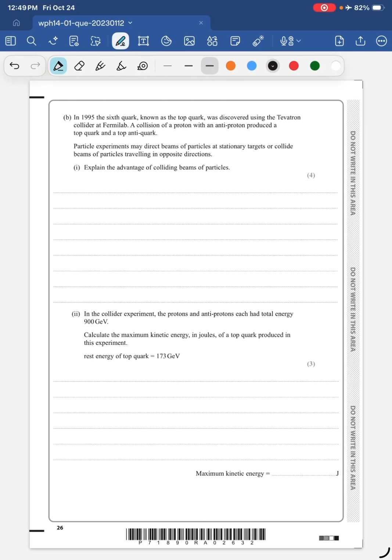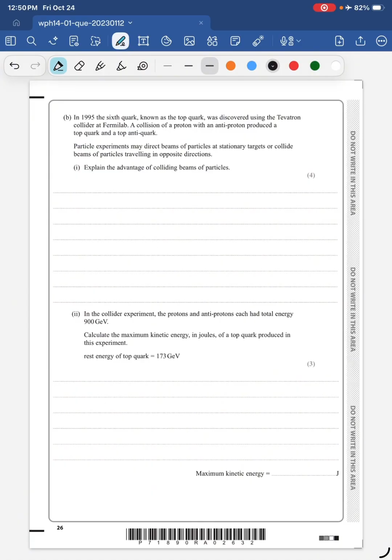Part B. In 1995, the sixth quark, known as the top quark, was discovered using the Tevatron Collider at Fermilab. Fermilab is in Chicago, guys. There was a time in my life when I lived in Chicago and also near Chicago, so it brings memories. Anyway, a collision of a proton with an antiproton produced the top quark and a top antiquark. Particle experiments may direct beams of particles at stationary targets or collide beams of particles traveling in opposite directions. Explain the advantage of colliding beams of particles.